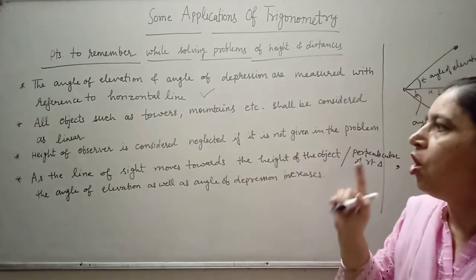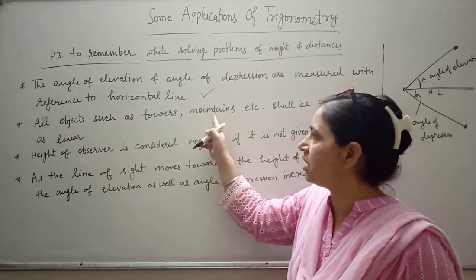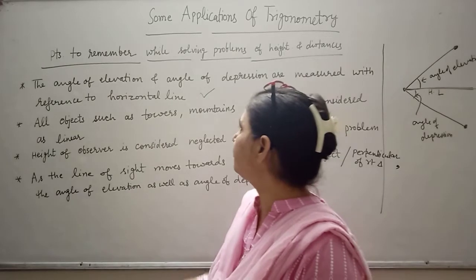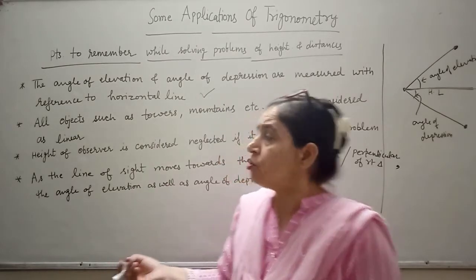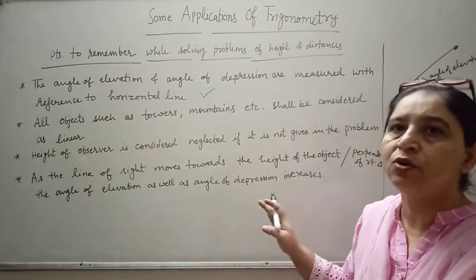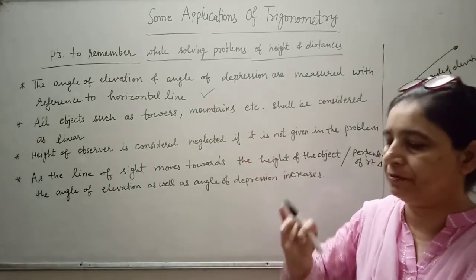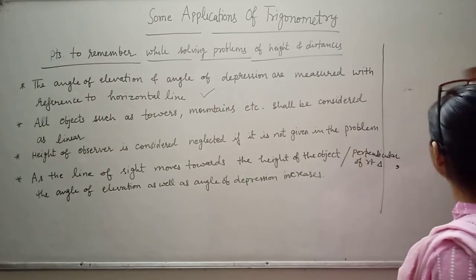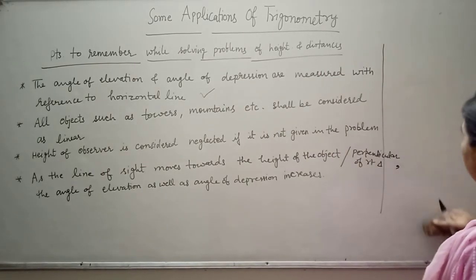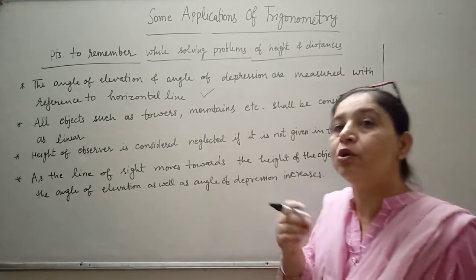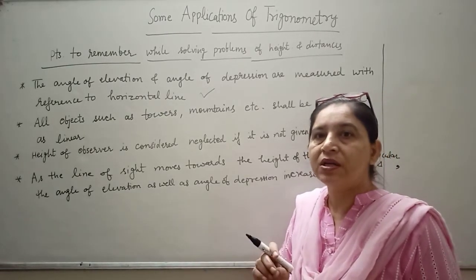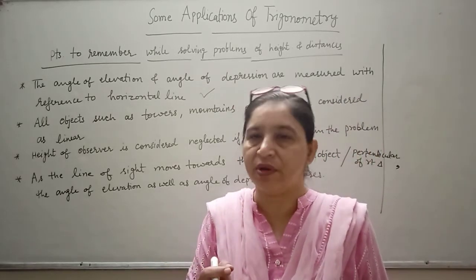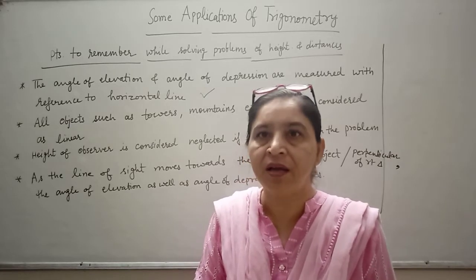Now, second point: all objects such as towers, mountains, actually we are going to find out the height of the tower, height of the building, height of any mountain in this case. So in all these cases we are going to consider these objects as linear. Now what is linear? As you have done in your third chapter, linear equations, and you have drawn the graph also of the linear equations. What is the graphical representation of a linear equation? That is the straight line.